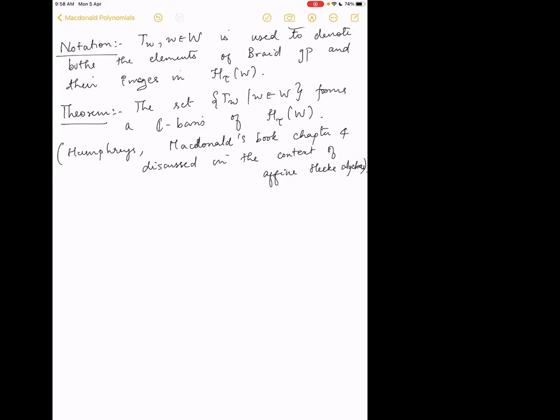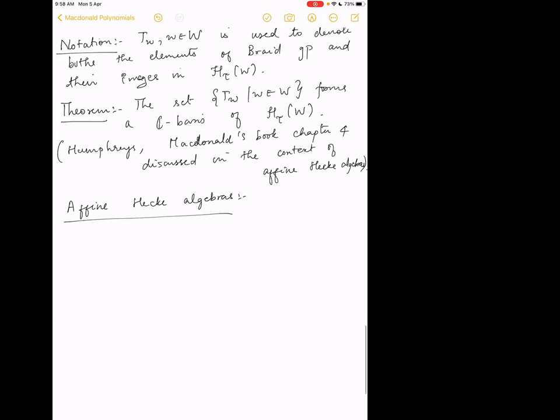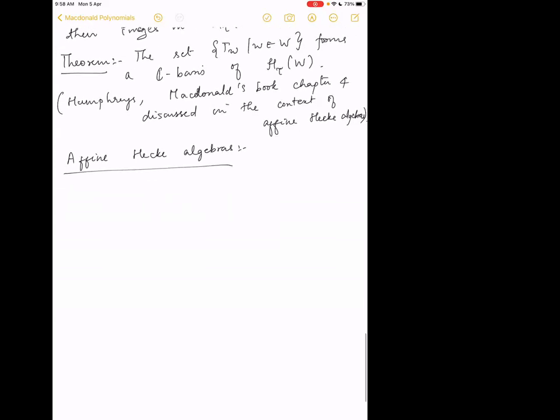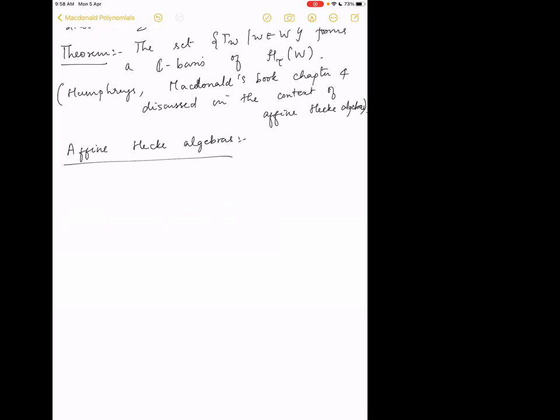Okay, so now I want to start talking about affine Hecke algebras. I will not get to the construction of the affine Hecke algebra itself today, I guess, but I will talk about affine and extended affine Weyl groups today, and also talk about this more general notion of an Iwahori-Weyl group.